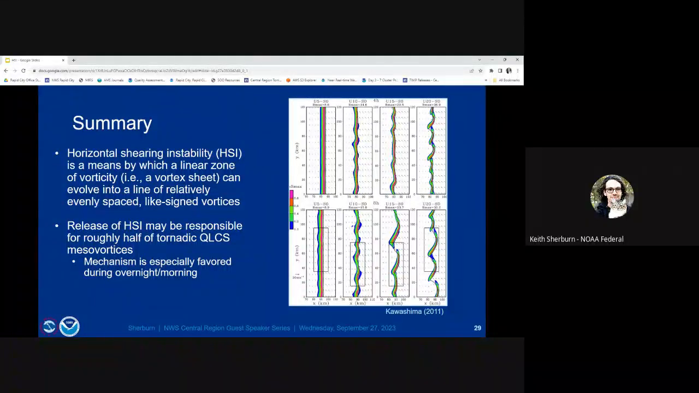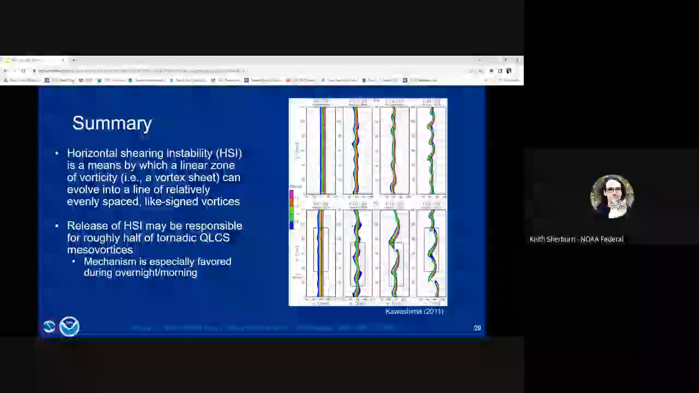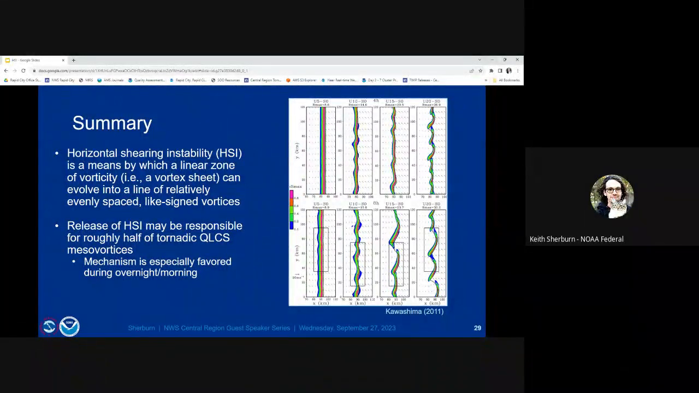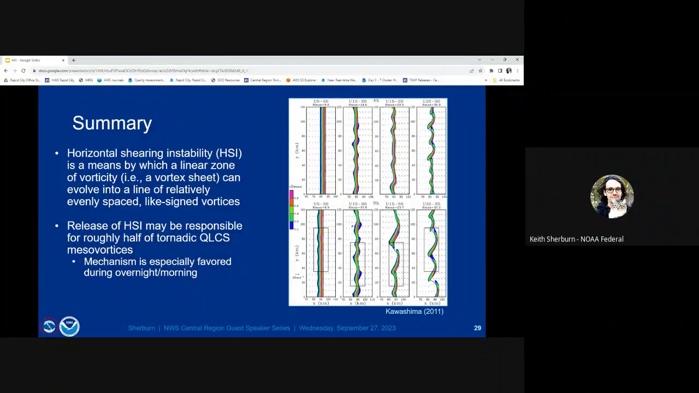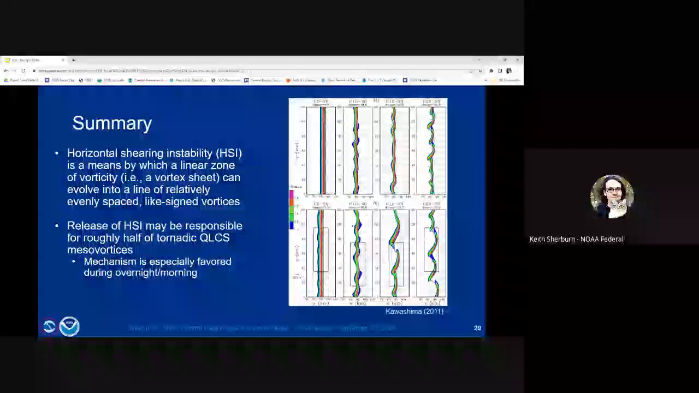So to review here, horizontal shearing instability is a mechanism through which a vortex sheet, such as along an outflow boundary, along an air mass boundary, can evolve into a line of relatively evenly spaced and like-signed vortices. In order for this to occur, an inflection point in the mean wind profile must be co-located with a local maximum vorticity. I'll note, as I've mentioned throughout this presentation, the timing of this evolution is not easily predicted.